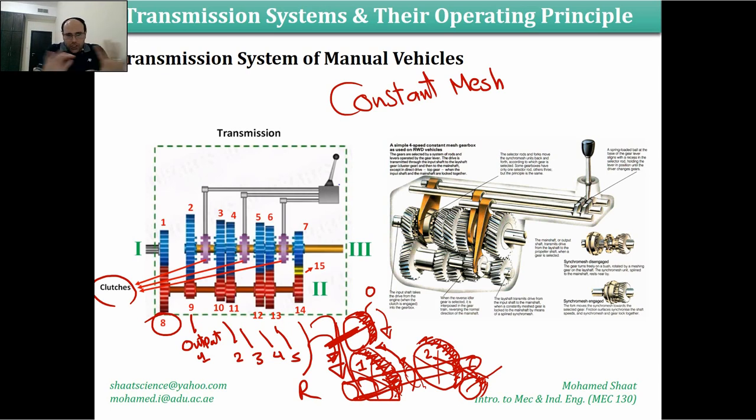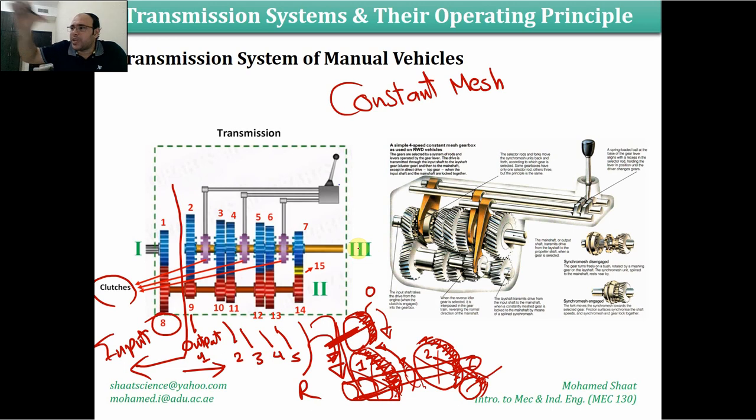So in general, we have one input. These are the input side, and these are the outputs, right? So we have 9, 10, 11, 12, 13, 14. Every one is a driver to the other gear on shaft 3. For example, if you connected 9 to 2, they are already connected, right? It is constant mesh. It means that once shaft 2 rotates, 9 is going to rotate, 2 is going to rotate, and it's going to give rotation to shaft 3 based on the speed ratio between 9 and 2.